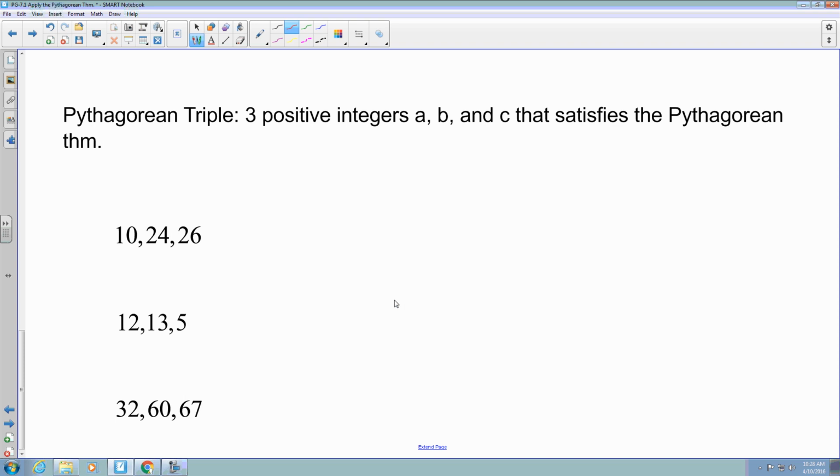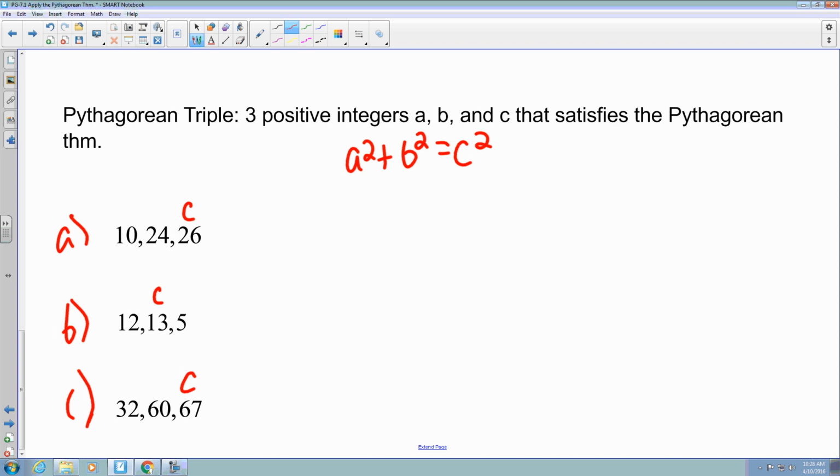When you are trying to test these, you're going to again use the Pythagorean theorem: a squared plus b squared equals c squared. And note that whenever you test these, the largest value is always going to be c. So looking at these values, we'll call this a, we'll call this b, and we'll call this c. In example A, the value for c is going to be 26. Always. It's the largest number amongst the three. If I look at B, it's going to be 13. And when I look at C, it's going to be 67.